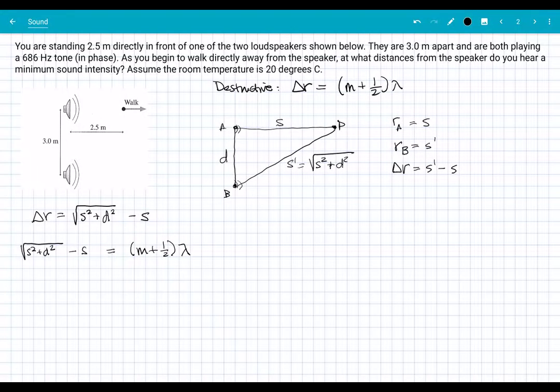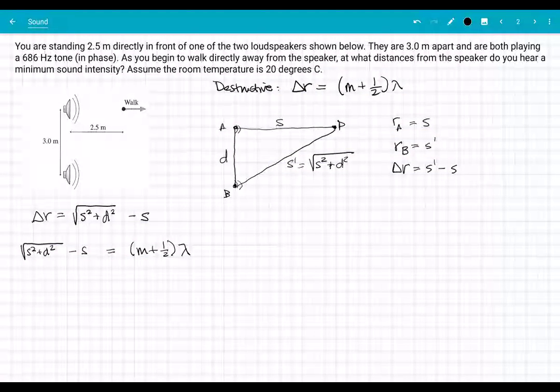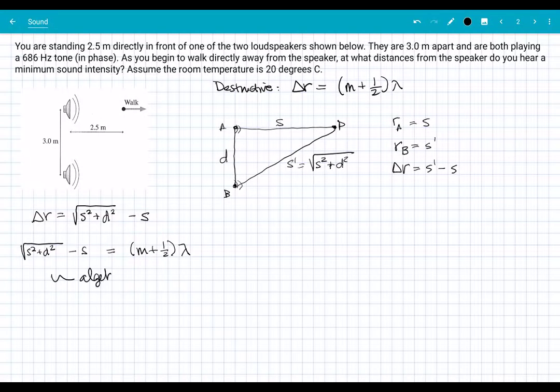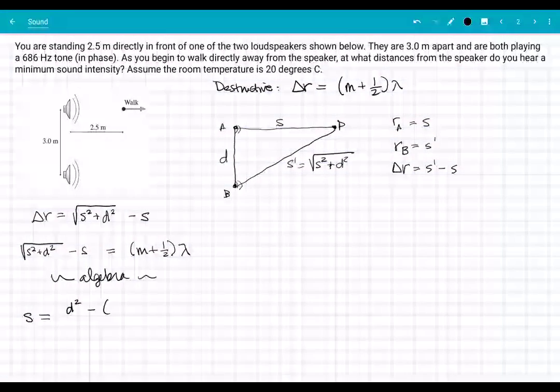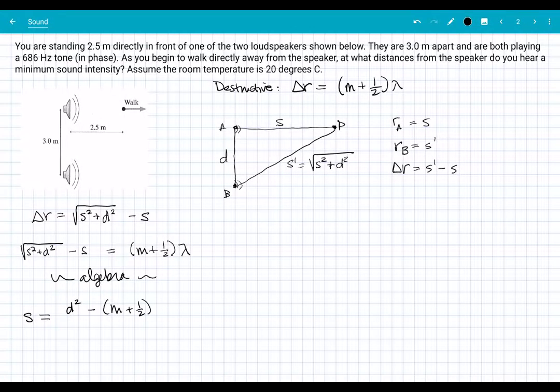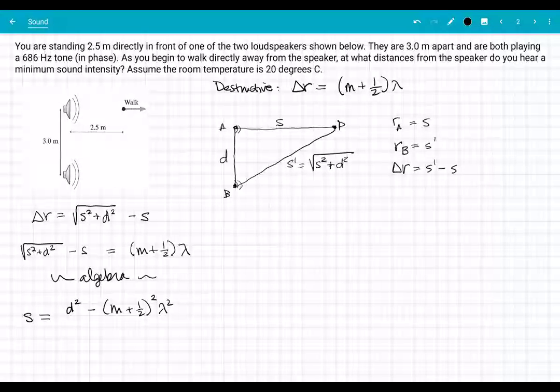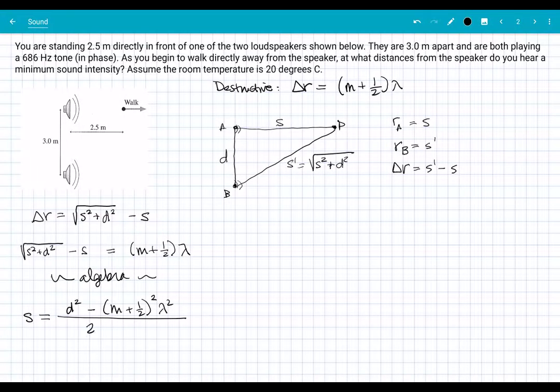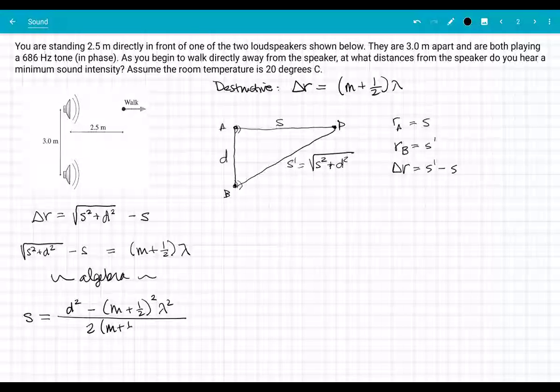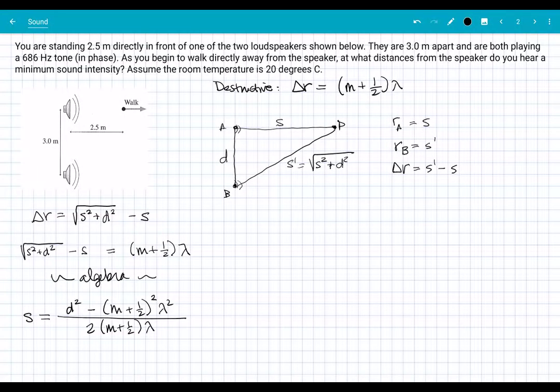All the algebraic details are in the written solutions, so I'm going to let you look those up there. So, algebra intermission right there. And what we end up with is an expression that looks like this for S. Remember, S is what they're asking us for. S equals (d squared minus (m + 1/2) squared lambda squared) all over 2 times the quantity (m + 1/2)λ. The algebra actually isn't that bad. It's maybe 5 or 6 lines. So yeah, and then you're able to solve for S.